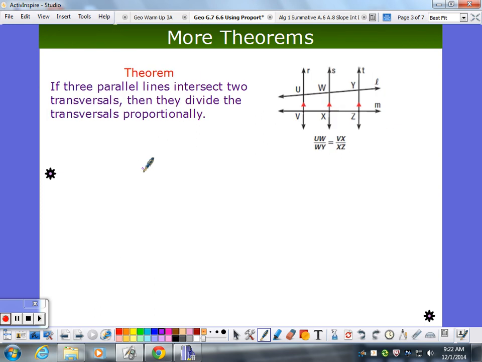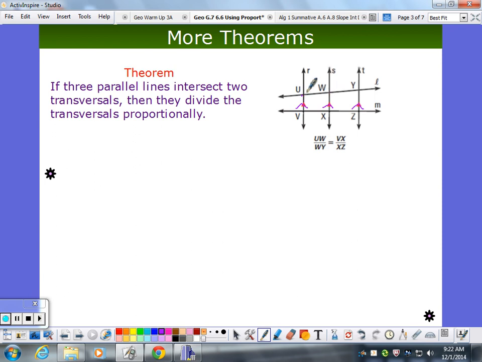Alrighty, we got another theorem here. If three parallel lines intersect two transversals, so it's all sideways here, here are my parallel lines, they're kind of up and down, and here's my two transversals, then they divide the transversals proportionally.